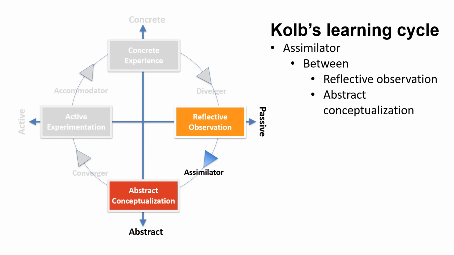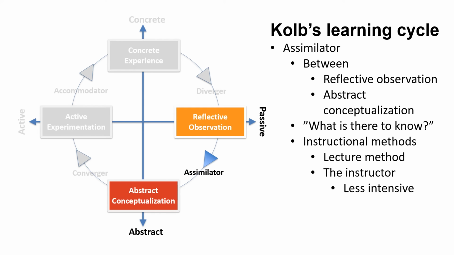The Assimilator is placed between reflective observation and abstract conceptualisation. These learners are motivated to answer the question, what is there to know? They like the accurate, organised delivery of information, and they tend to respect the expert's knowledge. They aren't that comfortable randomly exploring a system, and they like to get the right answer to the problem.